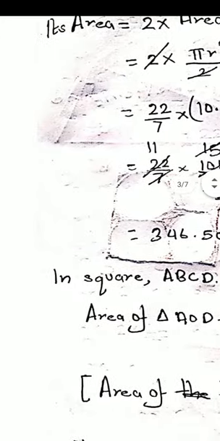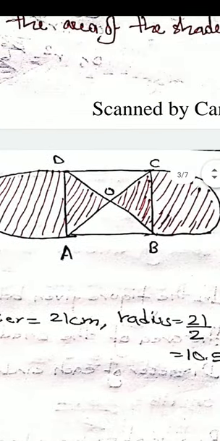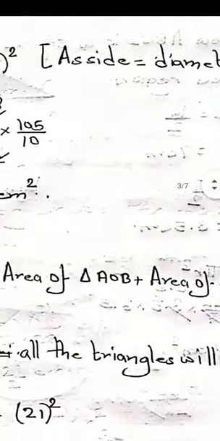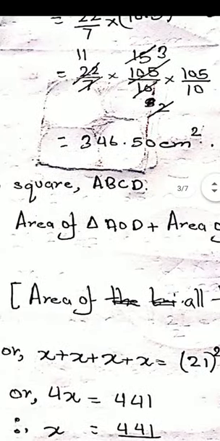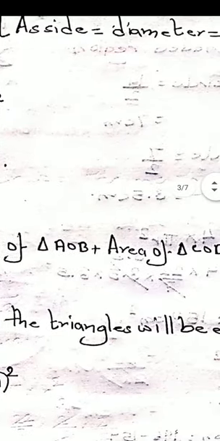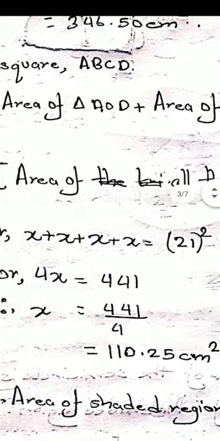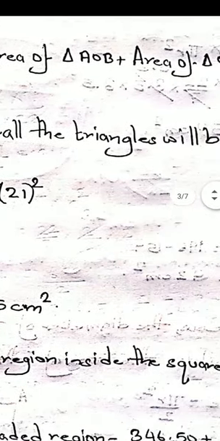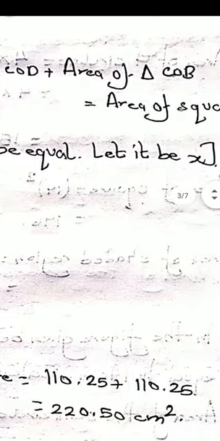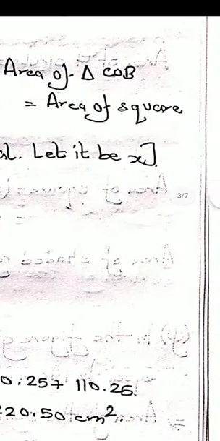Yes, and square ABCD, if you see here, can I say that if I add up all these four triangles, I'll get the area of this square? That's what I'm writing here. Area of triangle AOD plus area of triangle AOB plus area of triangle COD plus area of triangle COB equals to area of square. Okay, and I have already told you area of all the triangles will be equal. So let it be x. Okay, I'm assuming it to be x.